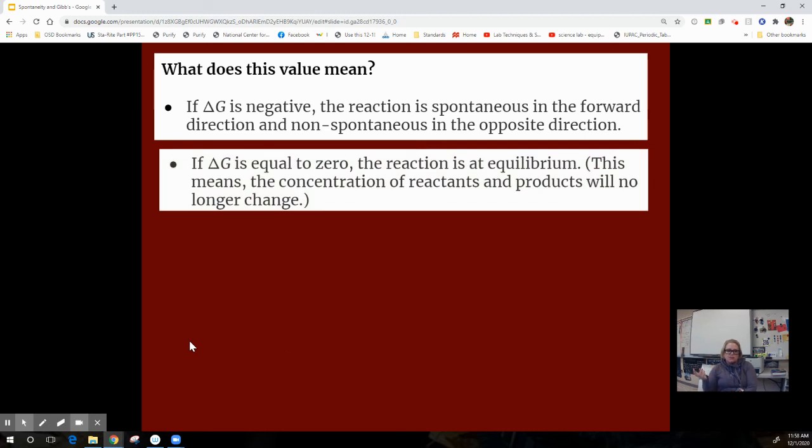If the change in Gibbs free energy is equal to 0, the reaction is at equilibrium, which means there's no change in the concentration of the reactants in the products.